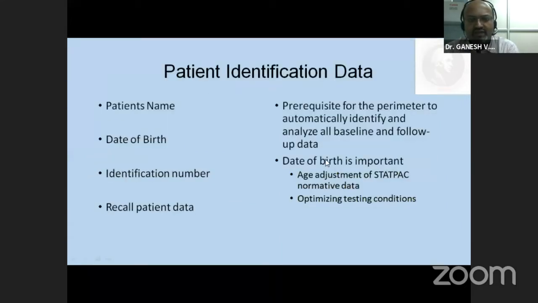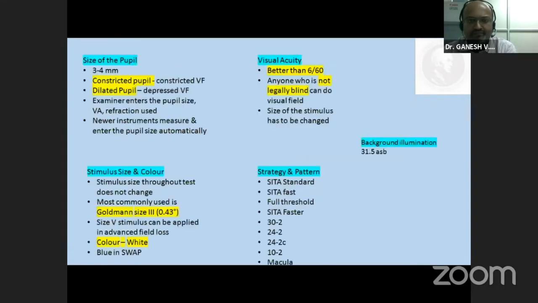So patient identification is very important, especially the patient's name. More important is the date of birth also. And some centers, for example, like ours, we only use identification number because spelling mistakes can happen in the patient's name every time they come back to the clinics. We use the identification number. And date of birth is very important because you have an age adjustment of the StatPac normative data. That means age matched output is given for the printout. And also, as we'll come to know a little later, age is important for optimizing the test conditions.